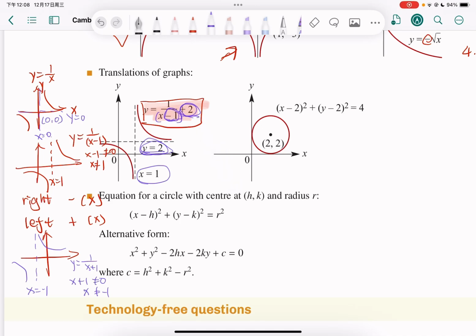Okay, now about circle. So circle, we also have a very important point, which is the center. So how did we get from this graph, which has a radius of 2, to this graph, this red curve? So it's clear that we move the center and every point on the circle to the right by 2 units, because it should be 0 and 0, and then it moved to 2 and 2.